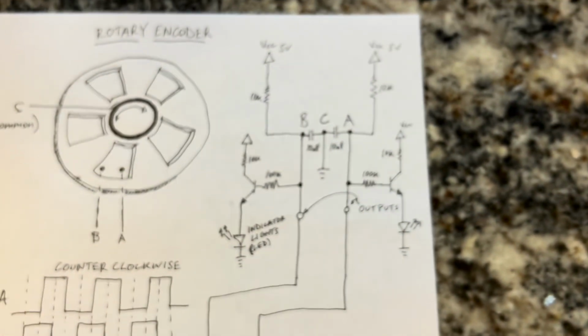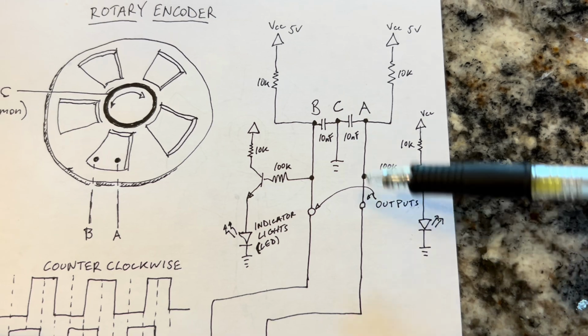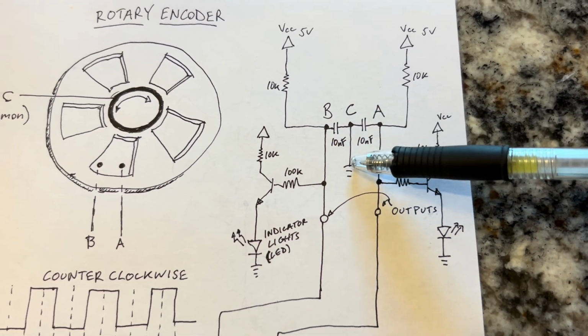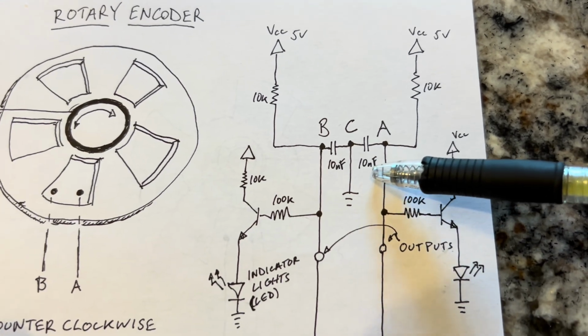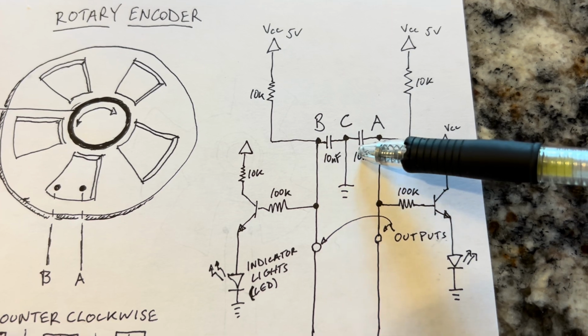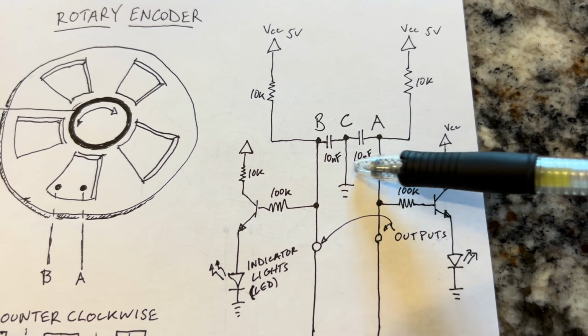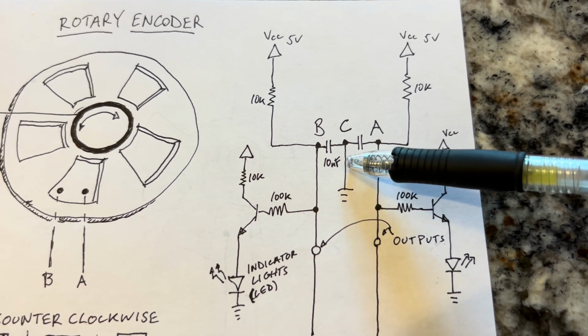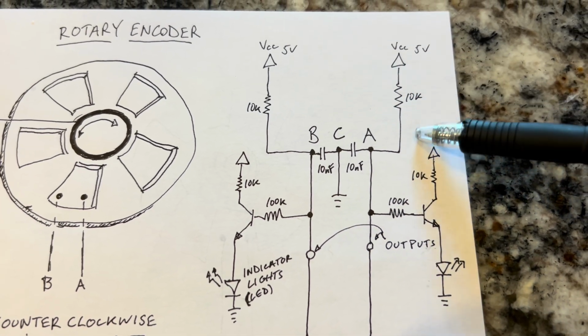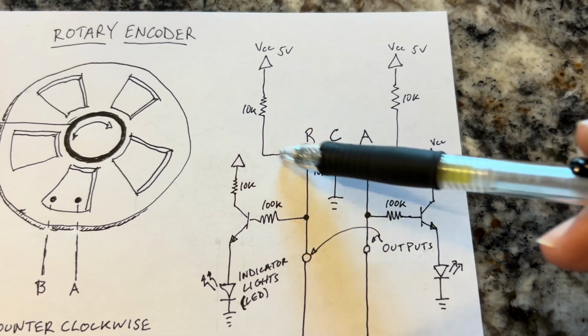So here is the circuit that I designed. I have here A, B, and C. C is connected to ground. I have two 10 nanofarad capacitors connected between A and B and ground, and basically these are just debouncing for the switch contacts. I have 10K resistors going to 5 volts to A and to B.